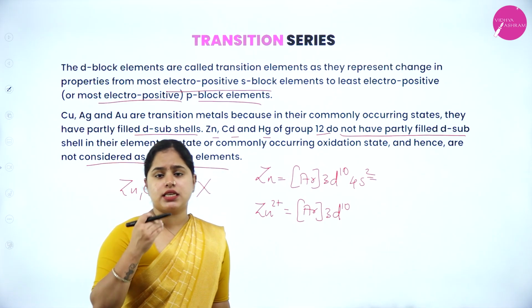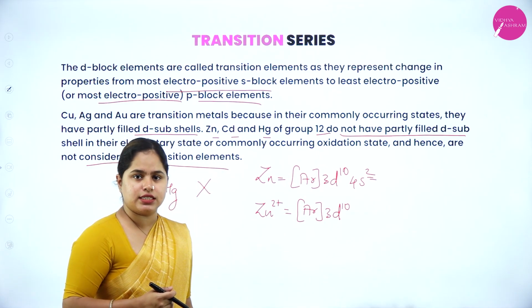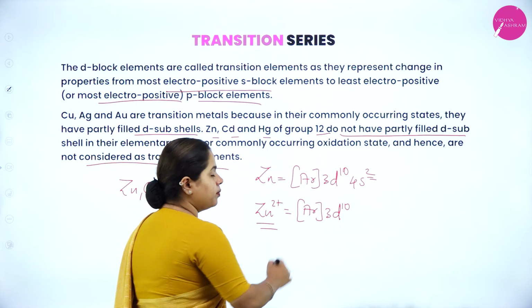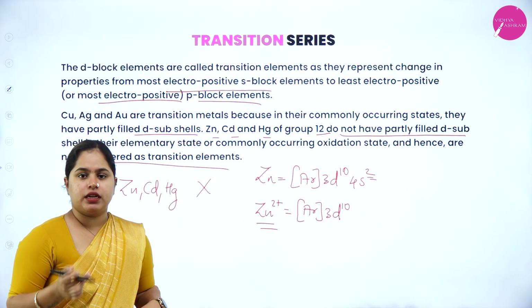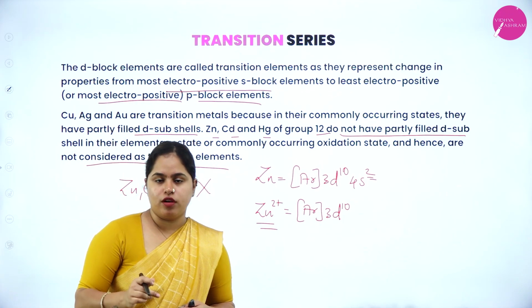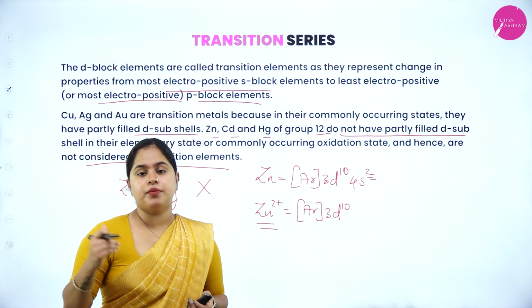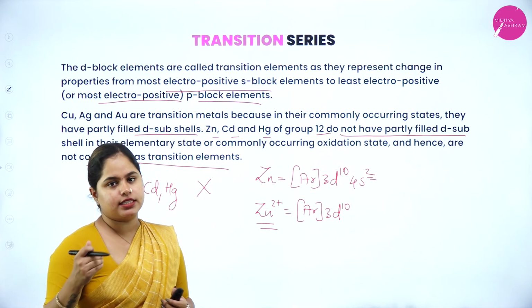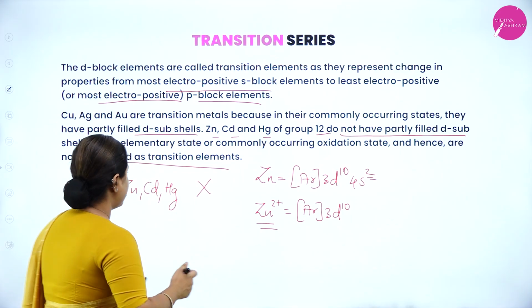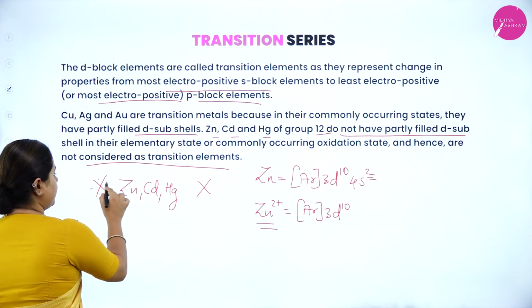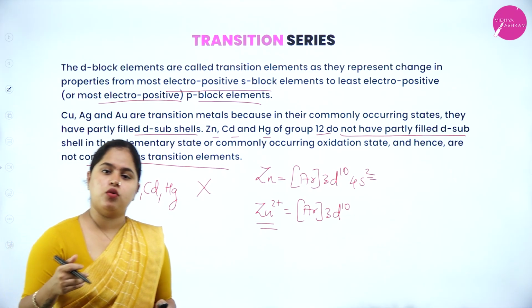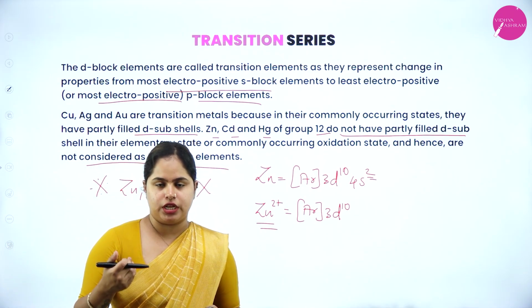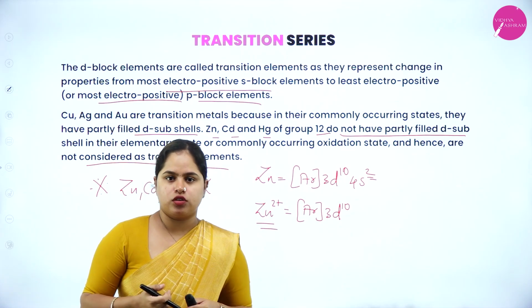So neither in its ground state nor in its excited state, zinc is going to have a partly filled d orbital. It is going to be completely filled always. So that is why zinc, cadmium and mercury are not considered as transition elements. So this is an exception that you have to remember. I hope the reason is also clear for you.